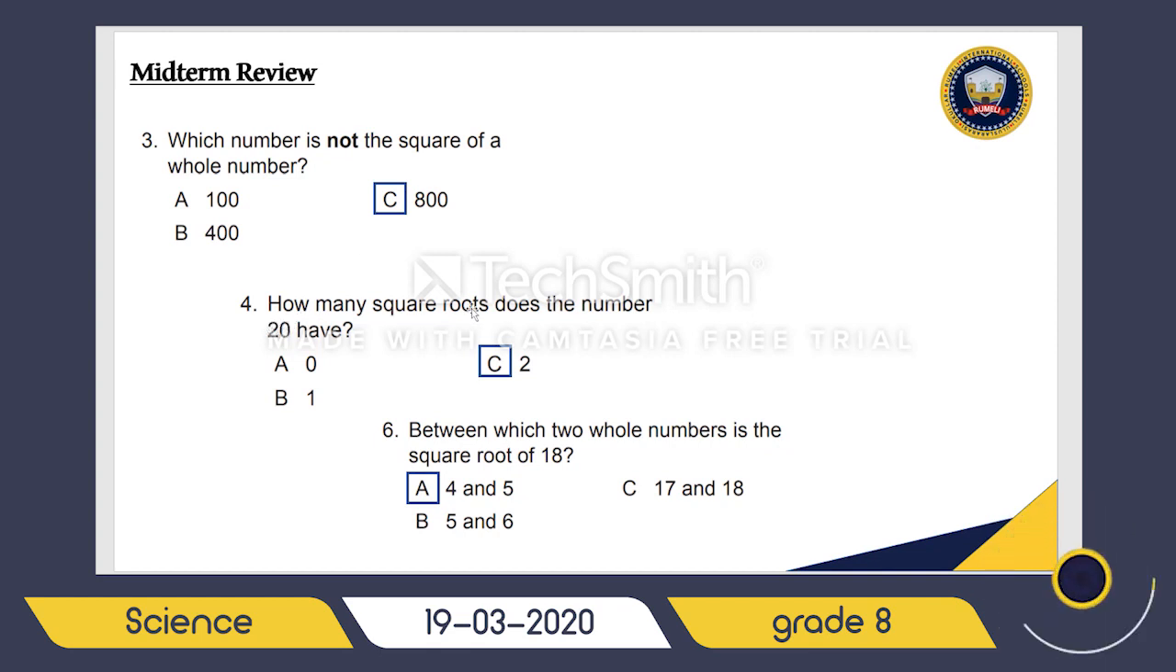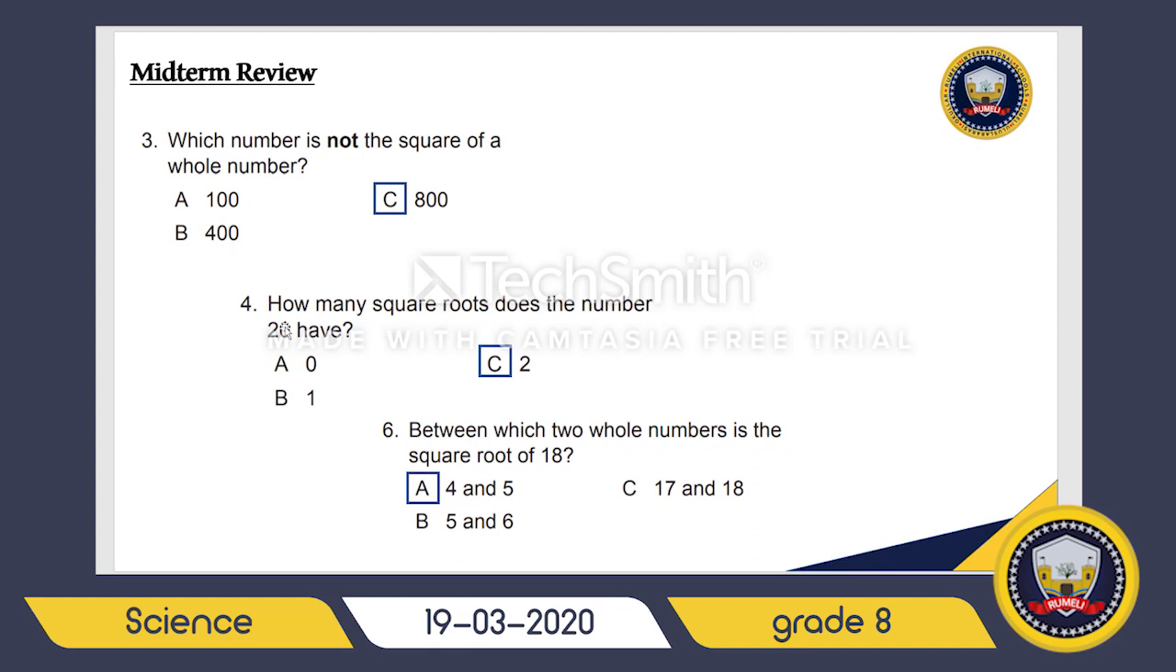Question 4. How many square roots does the number 20 have? What do you think? It is C. In fact, all the numbers have only two square roots. One is positive, the other one is negative. There are no zero square roots and there is no only one square root. So every number has two square roots, remember, plus and minus. So this is not only for 20 but for any number.